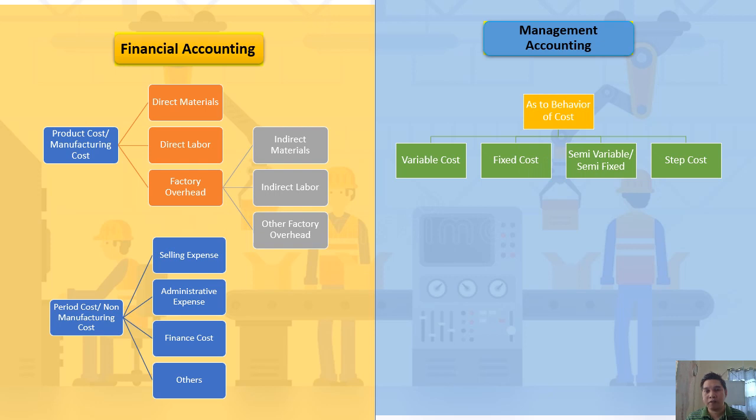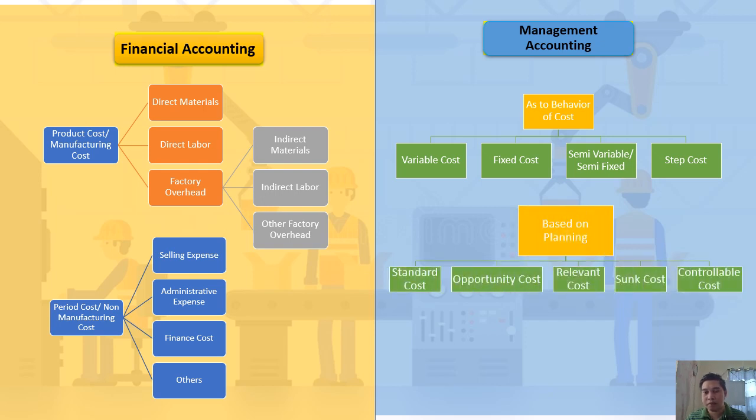So, pwede po i-classify si cost sa management accounting as to the behavior of the cost itself. So, it can be variable cost, fixed cost, semi-variable, semi-fixed, and step cost. And also, it can be classified based on planning. So, meron dyan standard cost, opportunity cost, relevant cost, sunk cost, and controllable cost. So, for this video, ito lang muna yung i-focus natin kasi sa totoong buhay or sa management accounting nyo, mas marami pang cost na i-discuss natin. Para lang hindi tayo ma-overwhelm sa mga cost information, so ito lang muna yung ating i-focus sa video na ito.